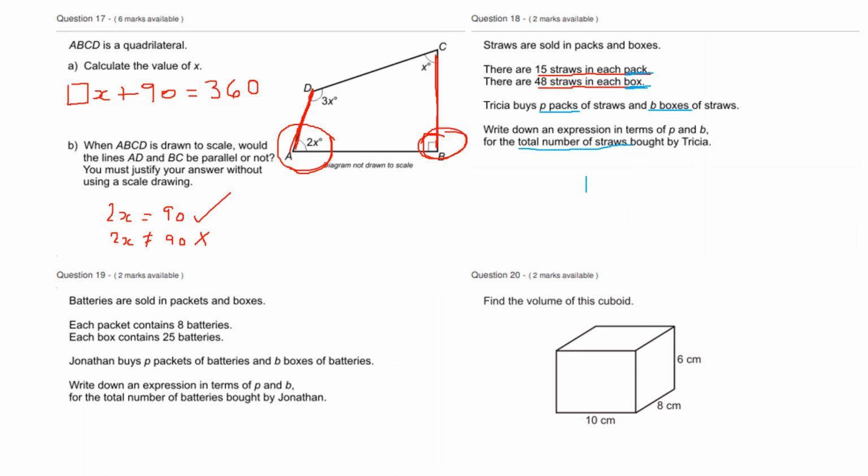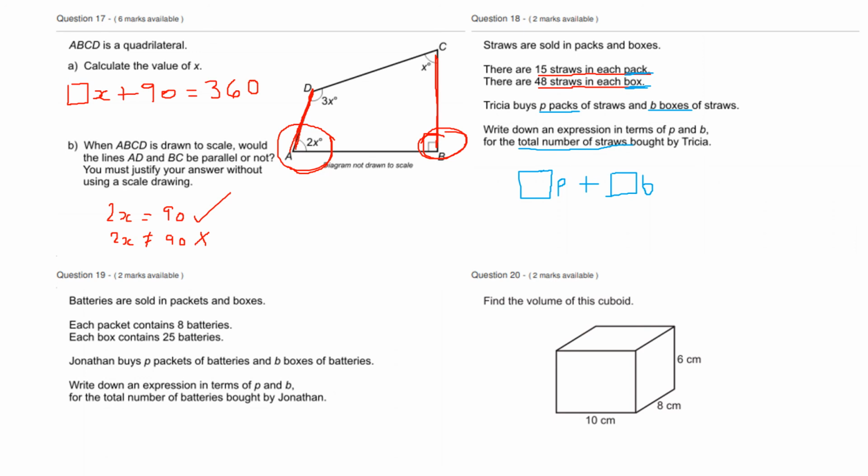So for it to be a total, it means we're going to be putting together however many straws she bought in packs and however many straws she bought in boxes. Now there's 15 straws in each pack, so have a think about what P you might put there. So for every pack she buys, she's going to get 15 straws in it. And for every box that she buys, she's going to get 48 straws in it. So just fill those numbers in there, and that will be an expression.